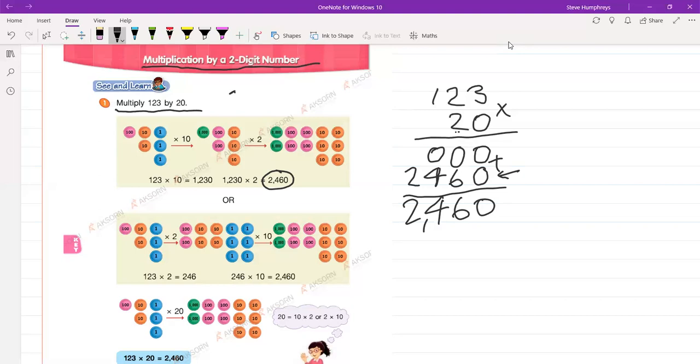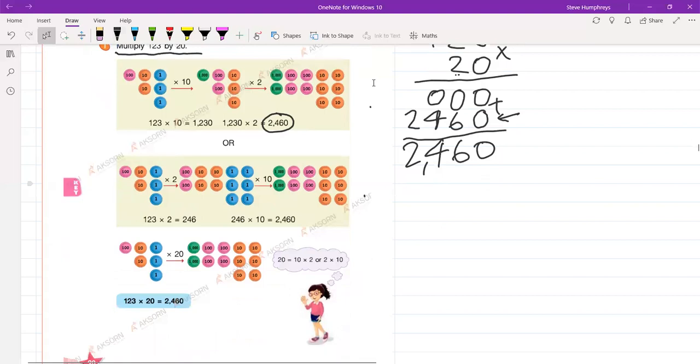Okay? Right. Here, they're using number discs, a different method, but we still get the same answer. 123 times 20 is 2,460. Okay, let's move on.